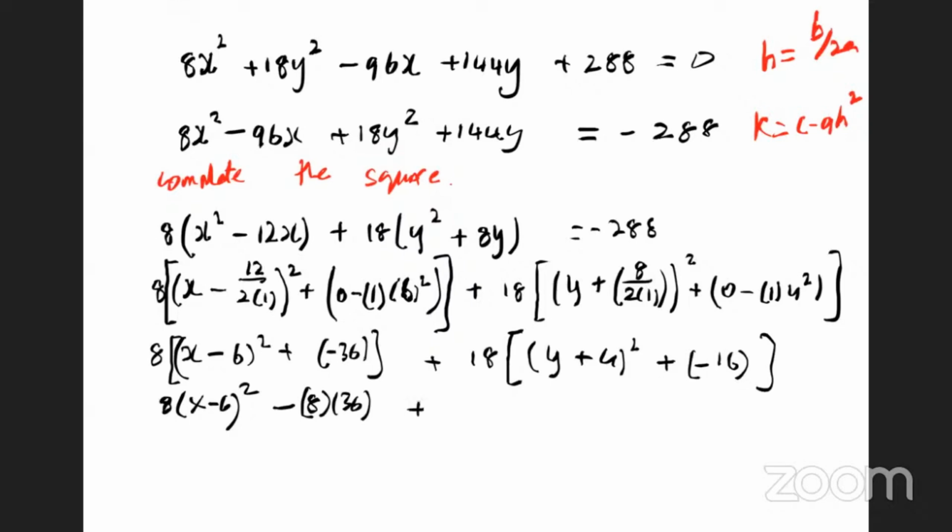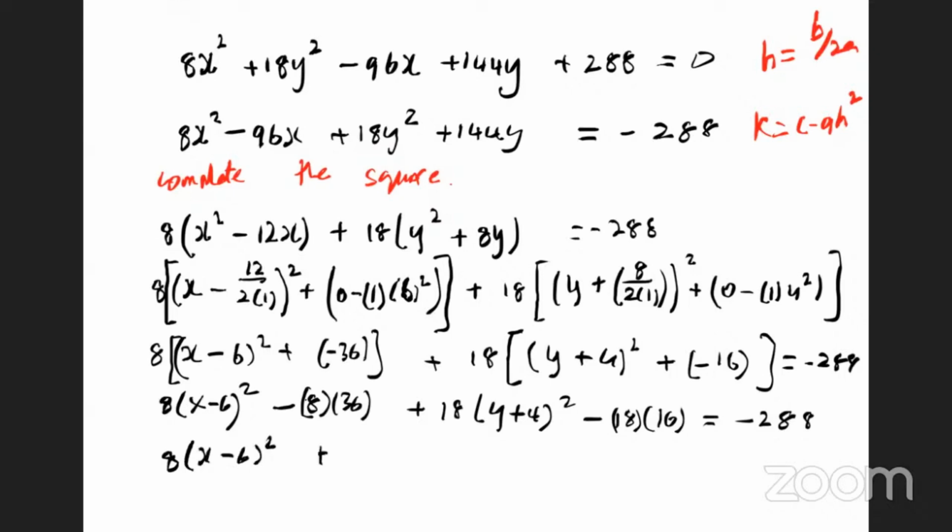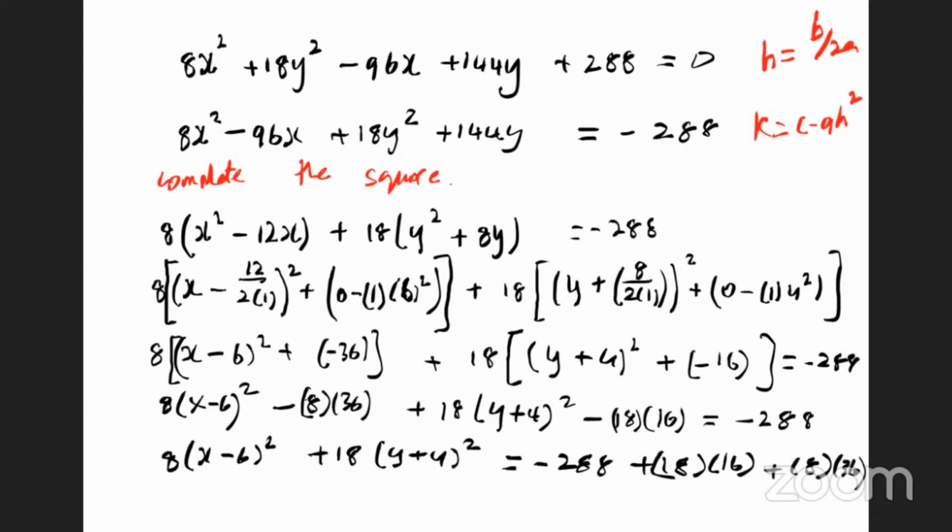And that's it there. You end up with plus 18 by y plus 4 squared minus 18 by 16 is equal to minus 288. Right, so you end up with 8 by x minus 6 squared plus 18 by y plus 4 squared is equal to minus 288 plus, I'm bringing out all numbers on the left side. So after you complete the square, bring all the x and y on that side and bring all the numbers on the next side.